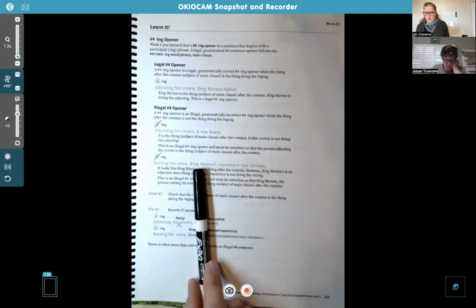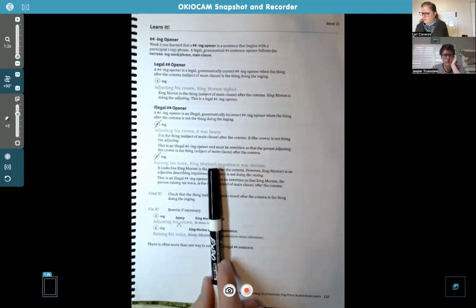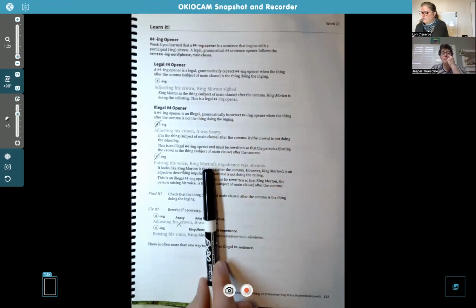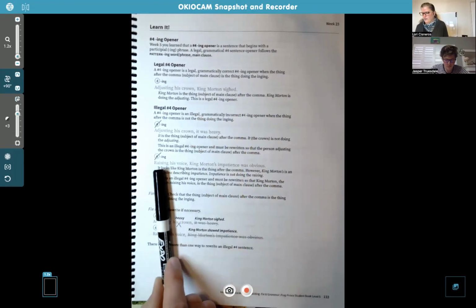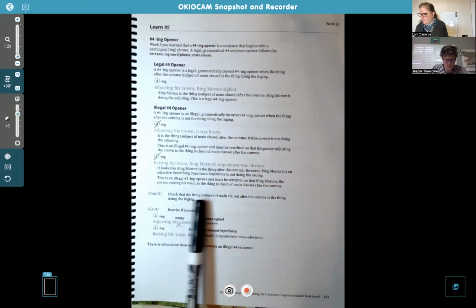So does that make sense to you, Jasper? Yeah. So King Morton's impatience, so this becomes the subject, impatience. And it does not connect to raising his voice. So that's why that's wrong.